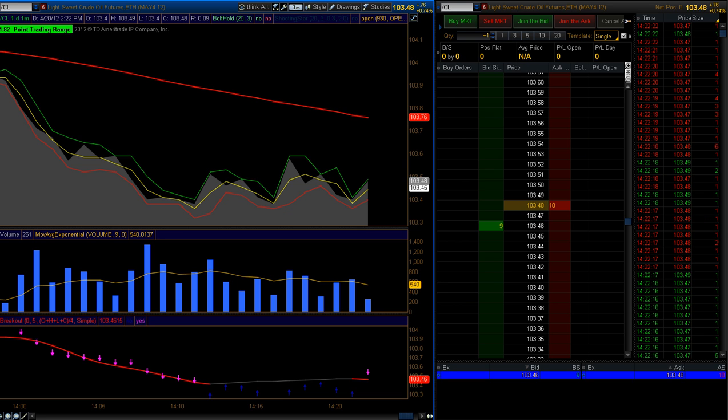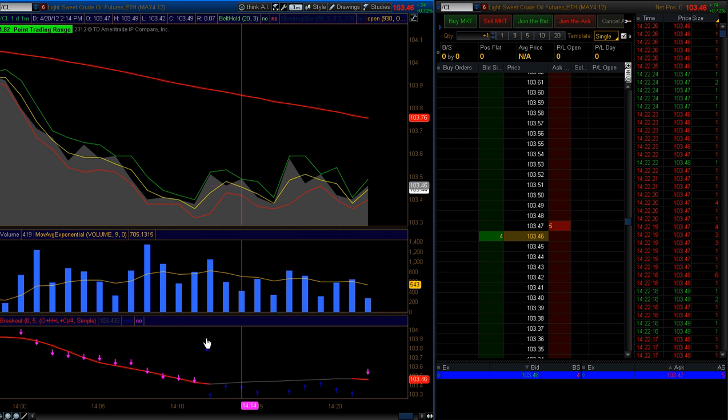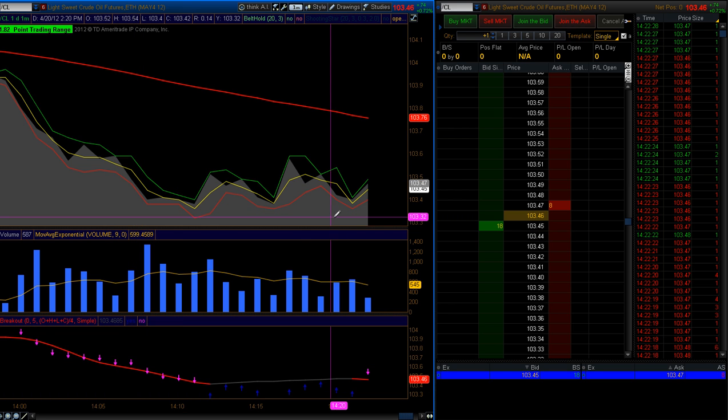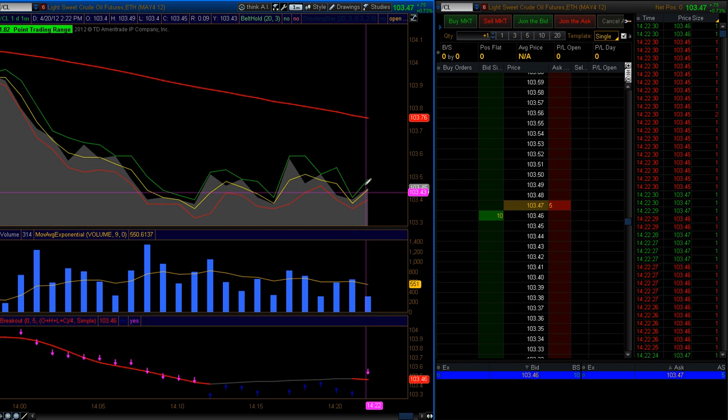Alright, I longed it on my other platform. So I've been back testing a new strategy, and we just got a buy signal here. So we're long from 103.47.